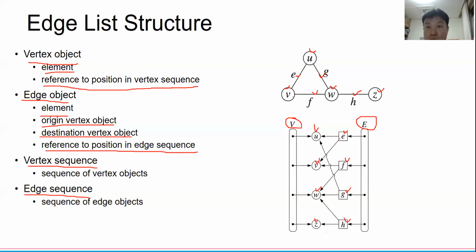Now I want to know where E is. E is between U and V, so I will make a line to U and V. What about G? G is an edge between U and W. What about F? F is an edge between V and W. What about H? H is an edge between W and Z. So the relationship will be something like this, and we call this the edge list structure.